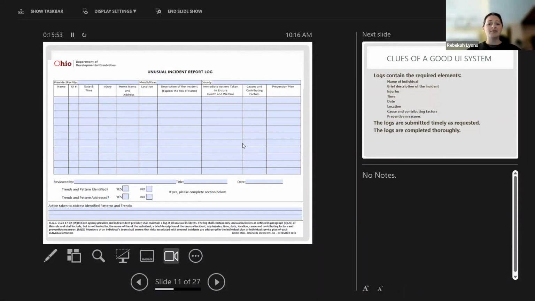Your cause and contributing factors. I want you to always remember this means why. Why did this happen? And we're going to ask why until we get to the root cause. So an example that I have here is that we have Jimmy broke his leg. So we want to know what happened. Why did Jimmy break his leg? Well, Jimmy fell. Okay. A lot of times I'll see this incident UI log and it just says fall. That doesn't really tell me, we're not getting to the bottom of what happened.